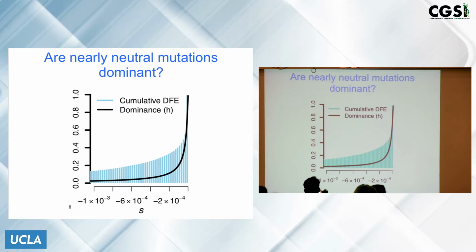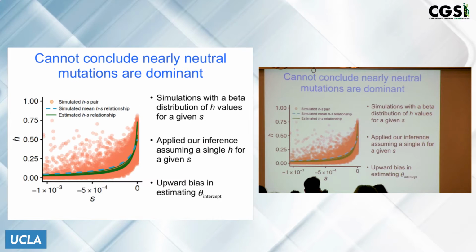OK, quick thing here. You notice that as mutations become almost effectively neutral, it looks like they become dominant. In other words, the H coefficient from the black line that we infer goes up past 0.5. So does that actually mean that nearly neutral mutations are dominant? At face value, that's what it seems to imply. But biologically, that's probably not very reasonable.